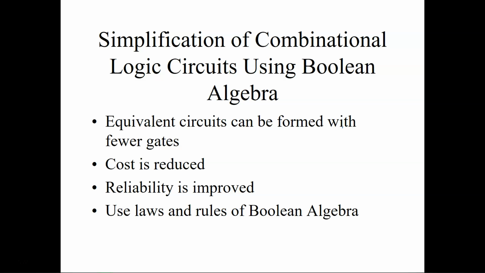So by using fewer gates, we also increase reliability. There's one less thing to break. There's one less signal to become messed up. Right? Okay. So we like reliability. We want to keep costs down because it means that more people buy the product whenever costs are low. Reliability is always a big thing.